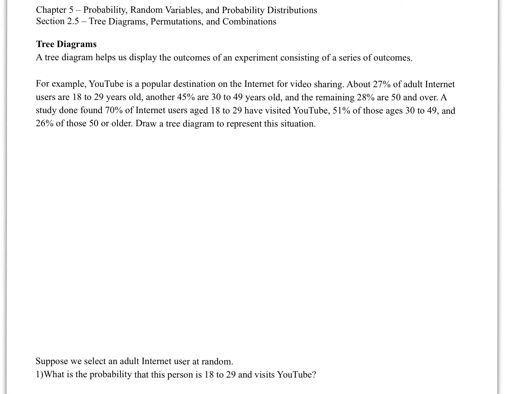So YouTube is a popular destination on the internet for video sharing. About 27% of adult internet users are 18 to 29-year-olds. Another 45% are 30 to 49 years old, and the remaining 28% are 50 and over. A study found 70% of internet users aged 18 to 29 have visited YouTube, 51% of those ages 30 to 49, and 26% of those 50 or older. Draw a tree diagram to represent this situation.